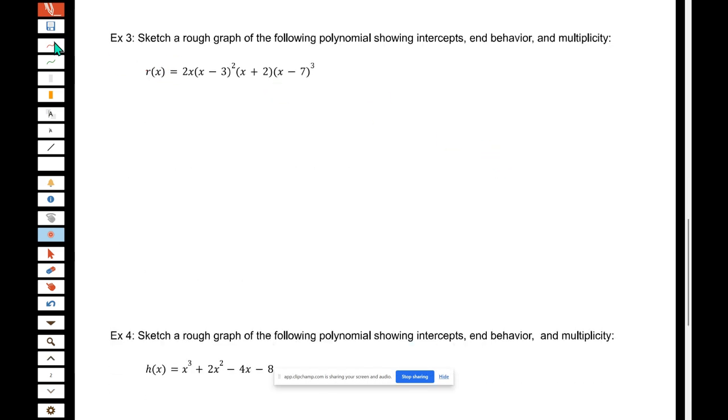All right, let's see how this process flows in working with this first example here. So we want to sketch a rough graph of this polynomial using all the key features. When I do these, I typically do not put tick marks on my y-axis because the y values, we really don't know what they're going to be. We're just going to do a rough sketch.